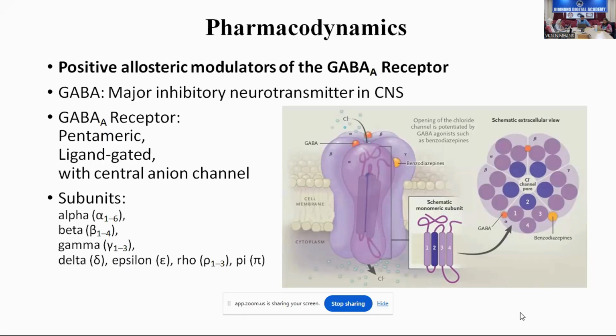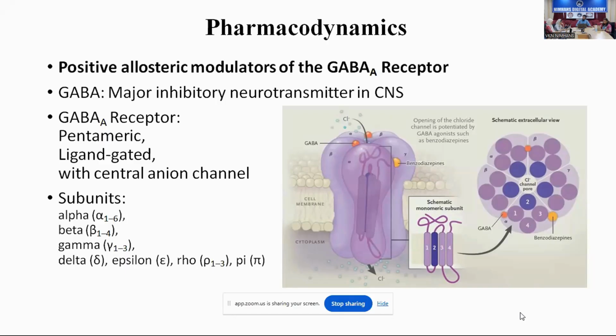Before I come to how the benzodiazepines bind, there are different subunits. There are alpha subunits 1 to 6, beta subunits 1 to 4. There are gamma subunits 1 to 3, and then there are delta, epsilon, rho, and pi. In total, there are around 24 families of these subunits, right? And we need a combination of 5 subunits to form one GABA A receptor, because it's a pentameric receptor. So alpha, beta, gamma, delta, in various combinations and permutations, form different types of GABA receptors.